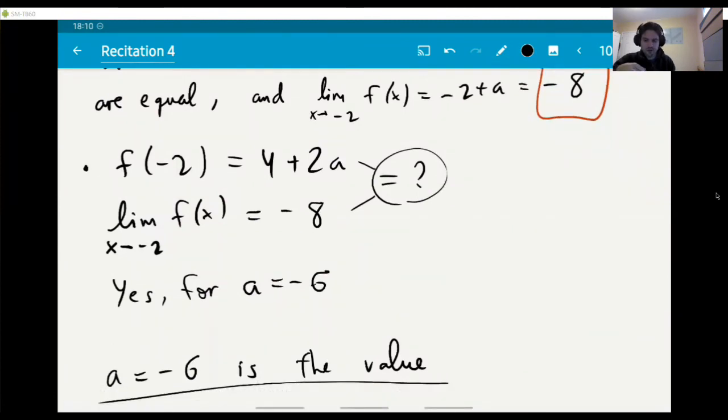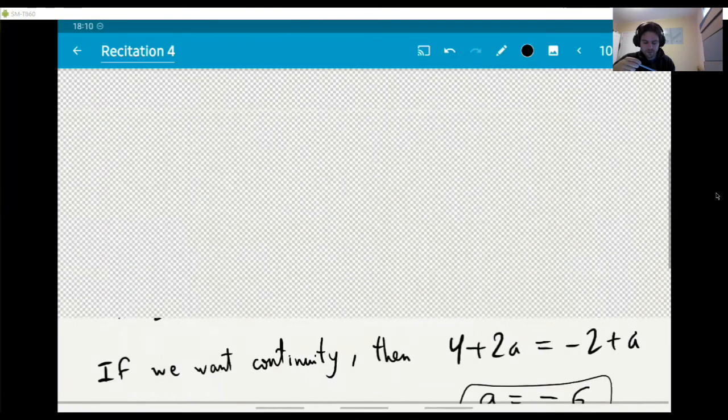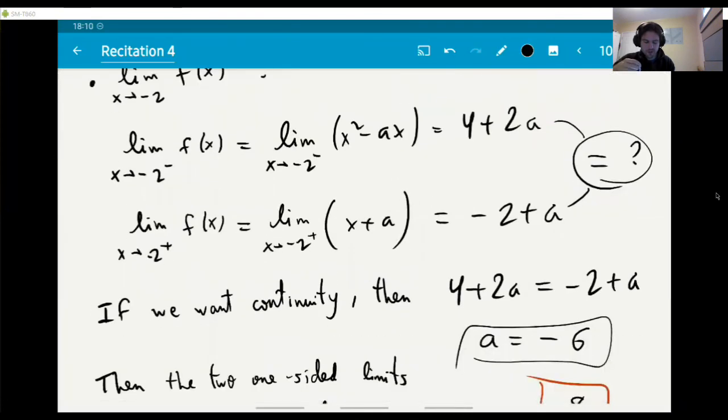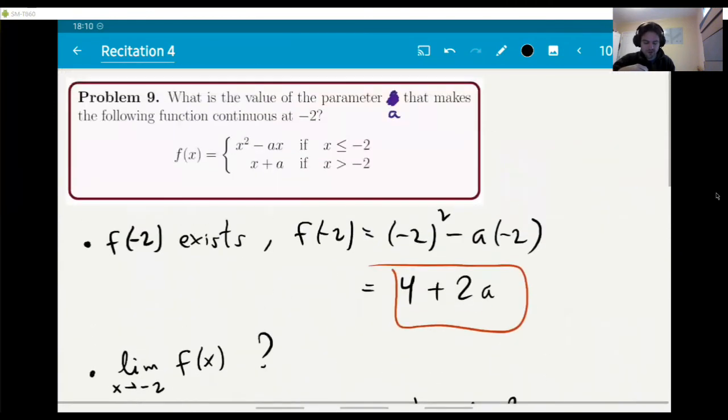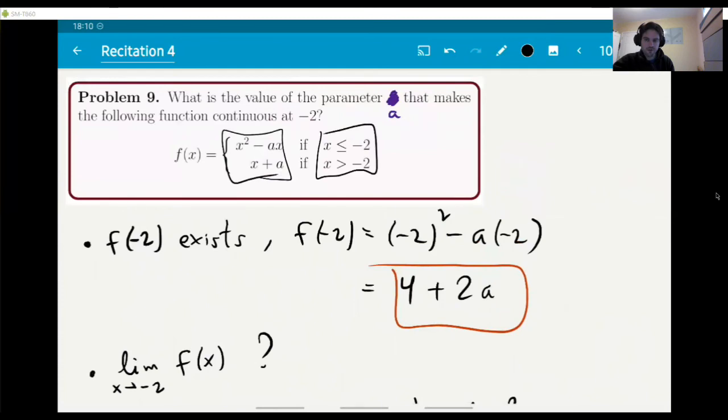So this may have looked like a lot of steps just because we are trying to be careful with checking all three conditions. But if you really think about it, all that we have done was ensure that at the value x equals -2, the two expressions should be equal to each other. If that happens, then the function is continuous at that number.